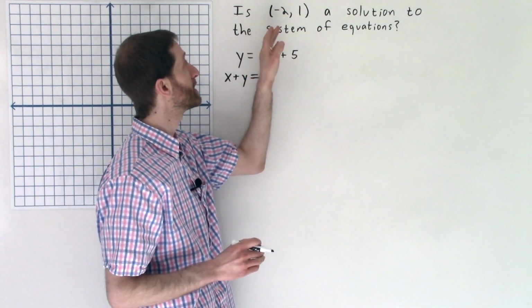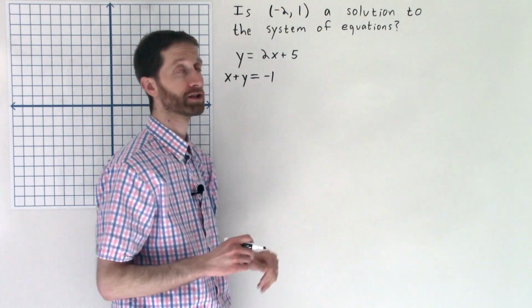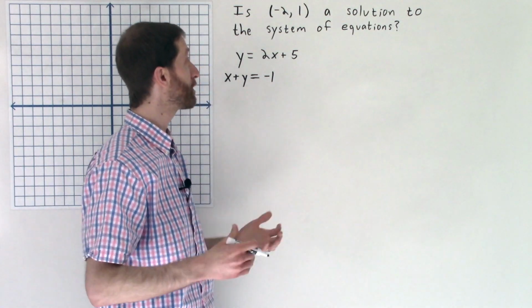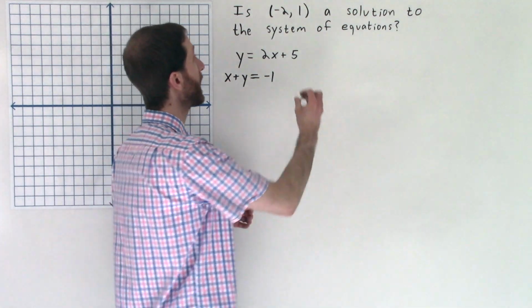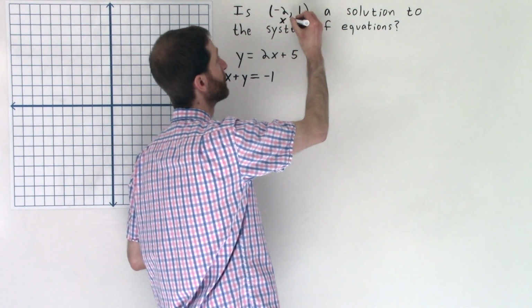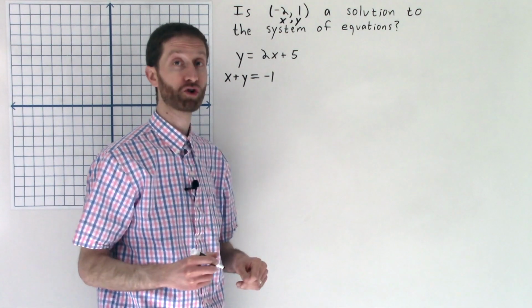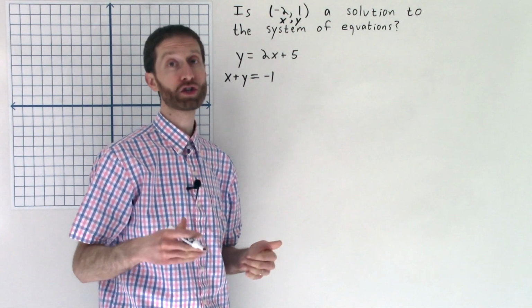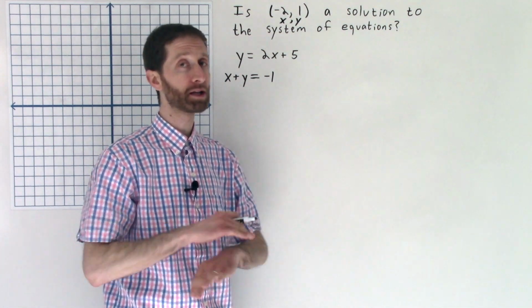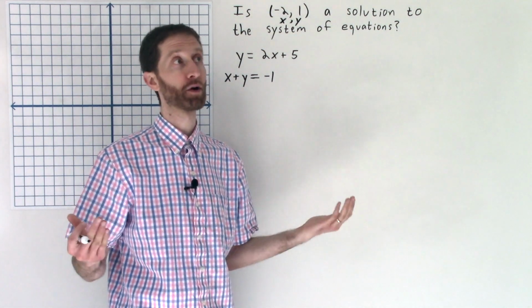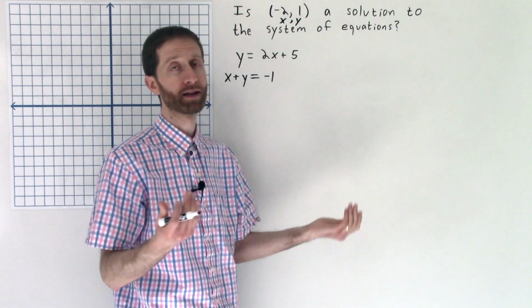So we're asked, is -2, 1 a solution to the system of equations? If it is a solution to it, then the x value, -2, and the y value, 1, should make both equations true. If one equation is true and the other one is not when we plug it in, it's not a solution to the system. If they're both not true when we plug it in, then it's not a solution.